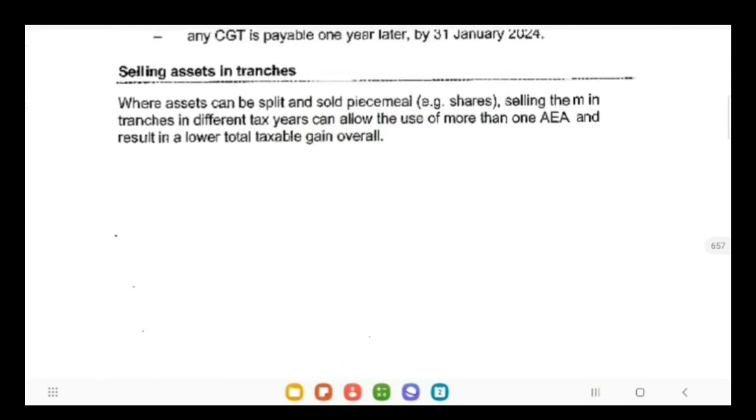Also, selling assets in tranches, where an asset can be split and sold piecemeal like shares. Selling them in tranches in different tax years can allow you to use more than one annual exempt amount, and also it results in a lower total taxable gain.